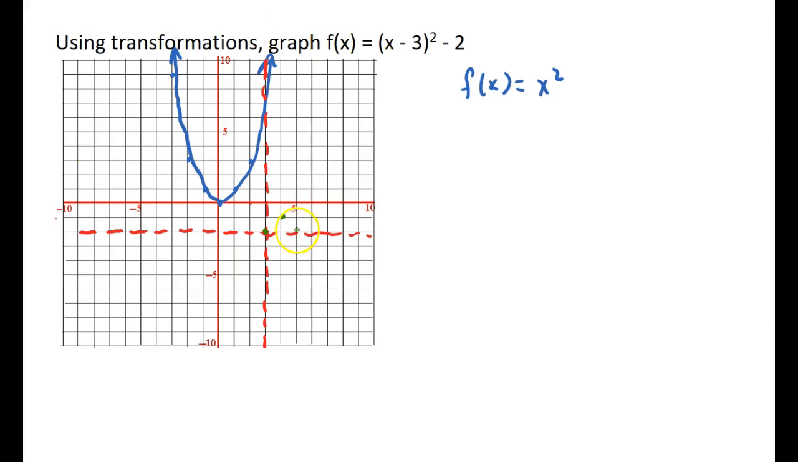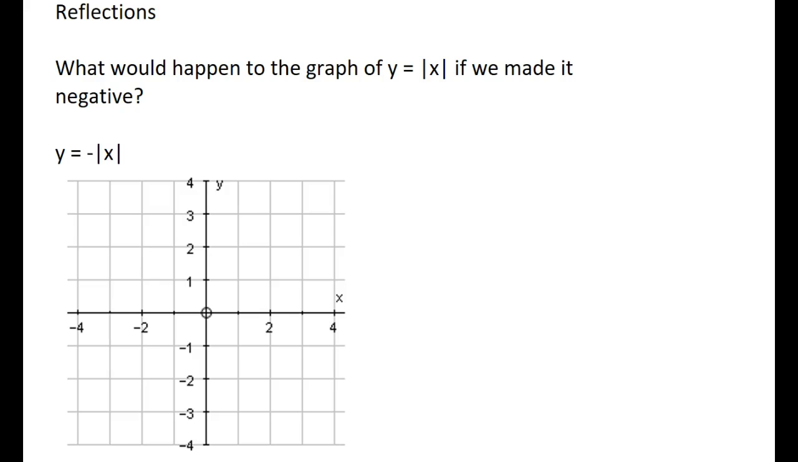Okay, 1, 1, over 2, up 4, over 3, up 9, and the same thing over here. Let's see, I need to go over there, right? And here's what it looks like. So that parabola has shifted over 3, down 2. Same shape. Another type of rigid transformation is a reflection.